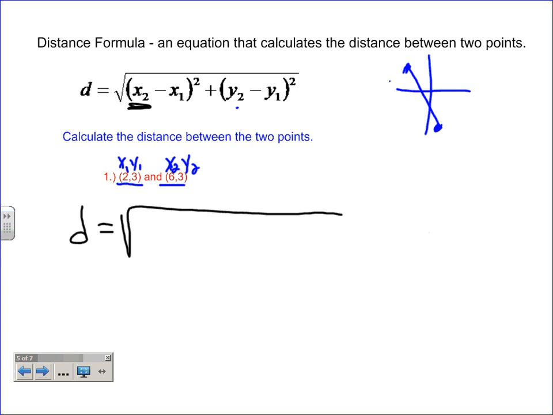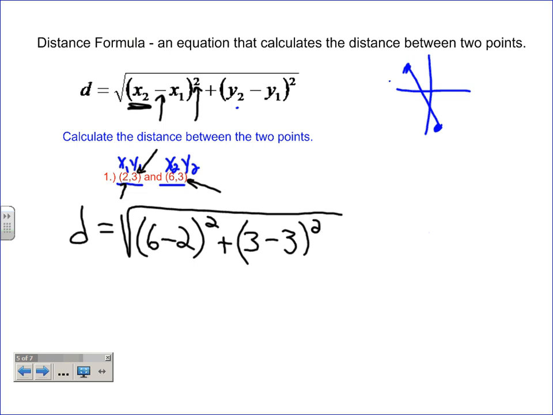So it says first to put in x sub 2. According to the way I labeled it, it's a 6, right? Minus x sub 1, and according to the way I labeled it, it's 2. And then once I figure out what that is, I do have to square it. Plus. Then it says take y sub 2. Well, that's a 3. It's right there. Minus y sub 1. Oh, there it is. 3. And I have to square that as well. Any questions how I substituted the 2 points into the formula?